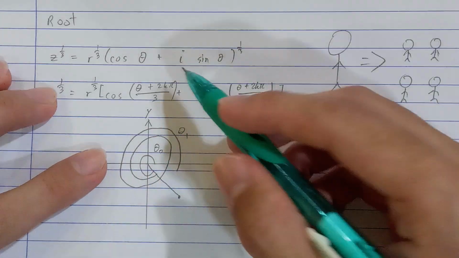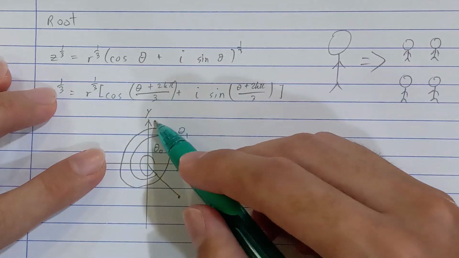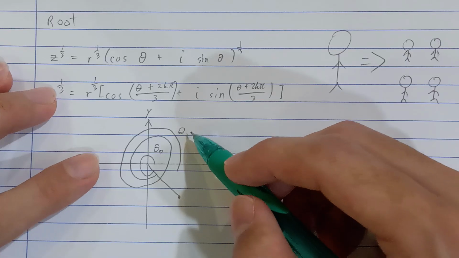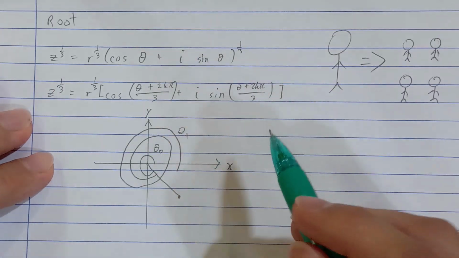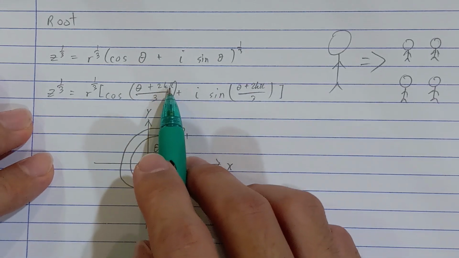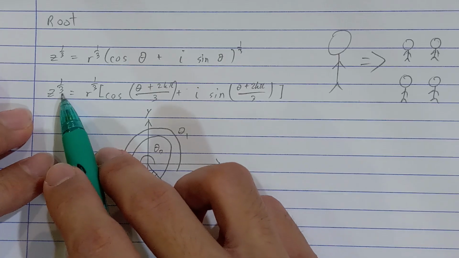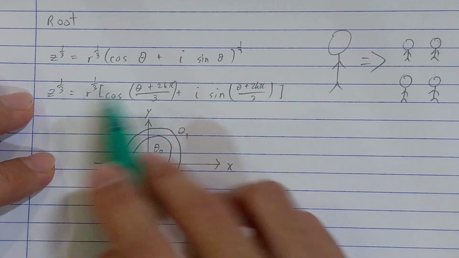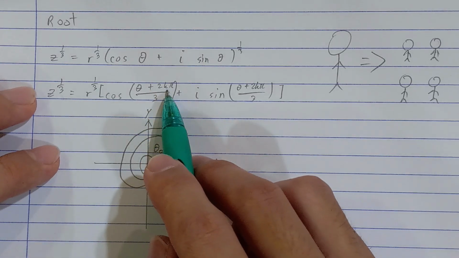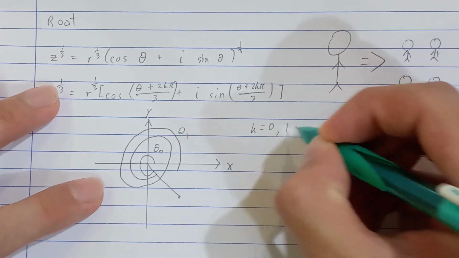And your second root will be k equals to 1. So it will be theta plus 2 pi over 3. And you'll get theta 1. And this is your second root. Your k value is always smaller by 1 than the root value, which is 3 right here. So right now, since I'm finding the cube root, the maximum value of k will be 2. So I'll have k equals to 0, 1, and 2.